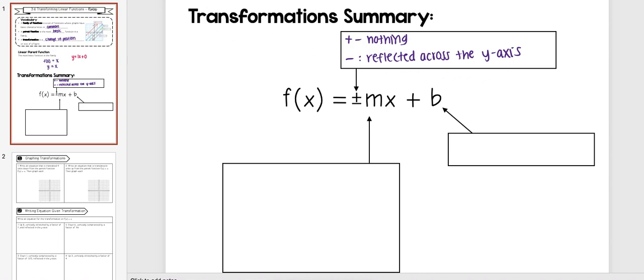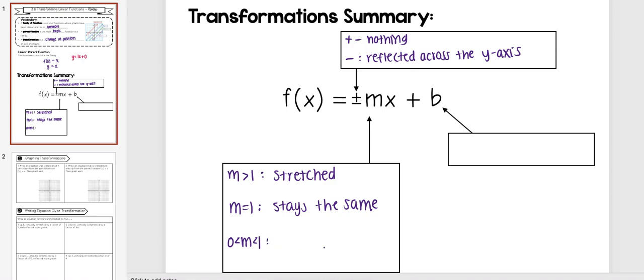Okay, and then the m, that can do a few things. If m is greater than 1, we saw it got steeper and kind of got higher up. What we call that is stretched. If m is equal to 1, well, that's the slope of our parent function, so nothing happens, it stays the same. And then if m is between 0 and 1, we see that it was compressed. And so that's when you see those fractions.